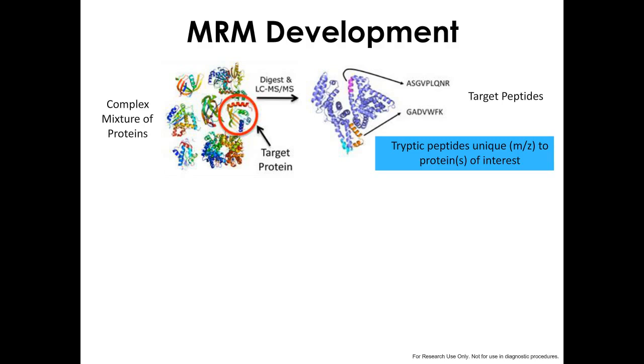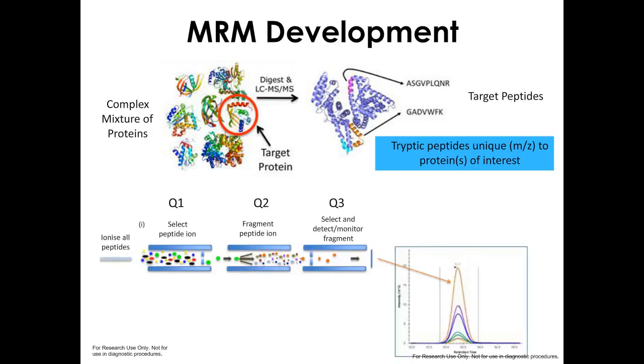So having identified tryptic peptides that are unique to the protein of interest, we then measure these in a triple quad mass spectrometer. So depicted below is a triple quad mass spectrometer in which all of the ionized peptides move into the first quadrupole. And we select a mass filter in that first quadrupole that only allows the peptide of mass to charge ratio of interest to us through into the second quadrupole. The second quadrupole acts as a collision cell, and so that peptide ion is fragmented.